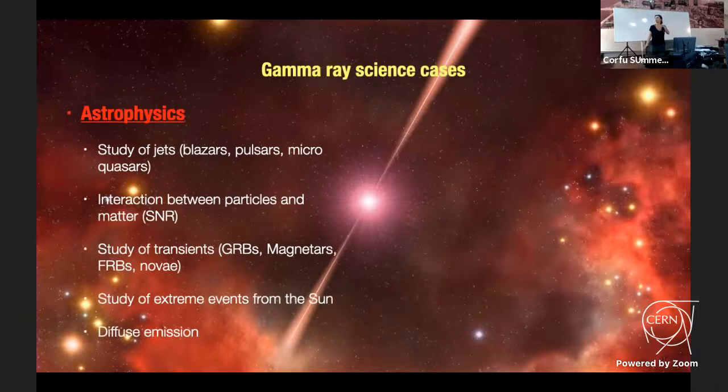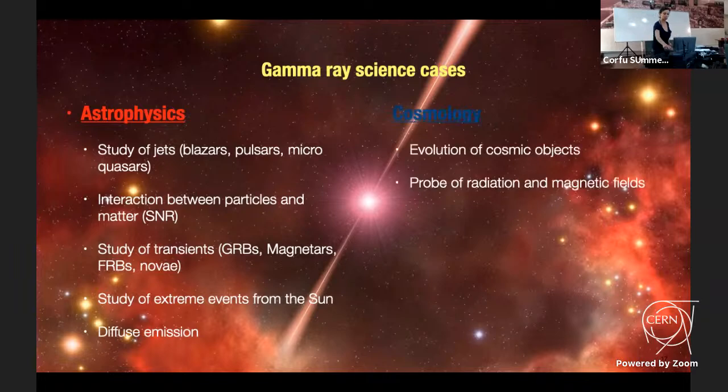So I'd like now to briefly mention the different science cases covered by gamma ray astronomy. As I said before, this is a huge branch of astrophysics, and not only. We basically study non-thermal phenomena, what happens in jets, for example, at all scales, galactic and extragalactic. We study the interaction between particles and matter in supernova remnants, as you have heard before. Transient events, extreme events from the sun, because the sun also emits gamma rays, and the diffuse emission that we saw before in the Fermi map.